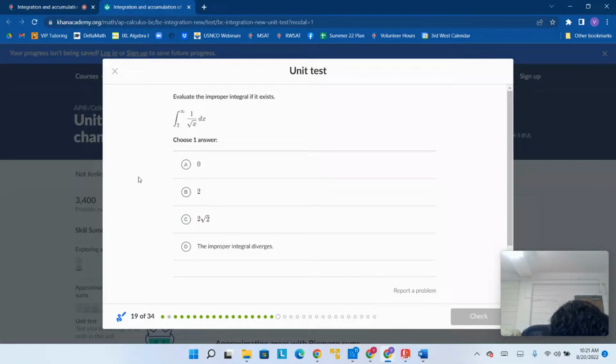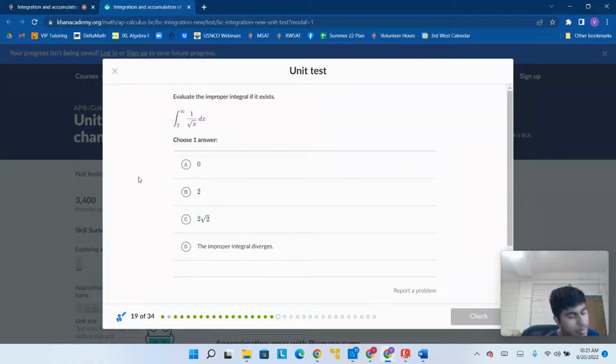So the integral of 1 over square root of x is, well, that's going to be x to the negative 1/2. So we're going to have 2x to the 1/2. All right, that's going to be it. Then you're going to have to put in 2 and infinity, which is going to be 2 times infinity to the half minus 2 times 2 to the 1/2.